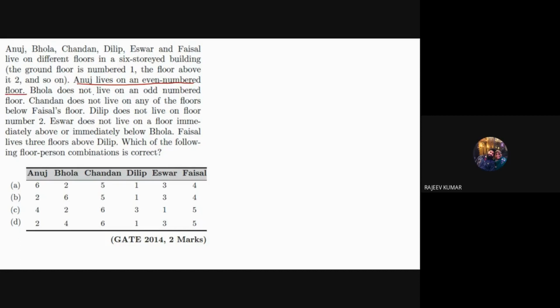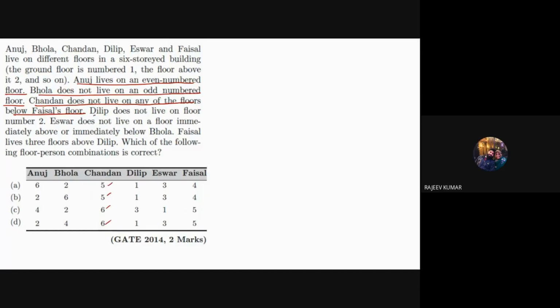Bhola does not live on an odd numbered floor, so Bhola is also on an even floor: 2, 6, 4. All the options are correct. Chandan does not live on any of the floors below Faisal, so Chandan is above Faisal. If Faisal is on 4, Chandan is on 5 or 6. So all these are correct.